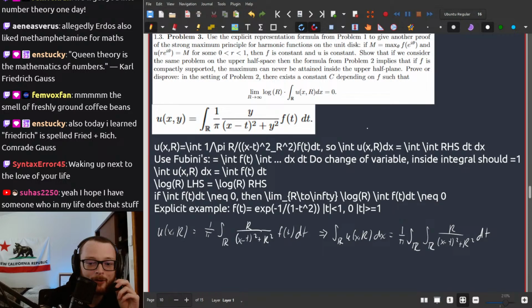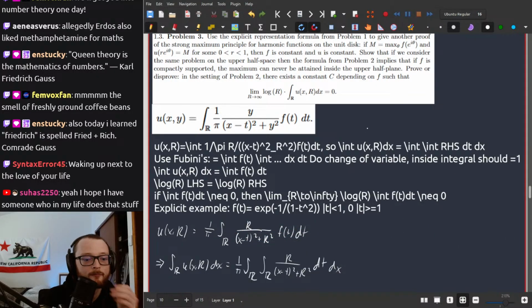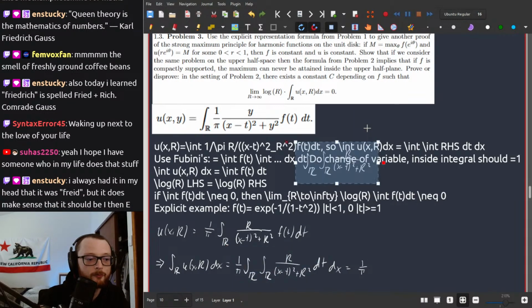What am I doing with this? Oh yeah, this is dt, that's dx. We Fubini. And we don't need to do anything overly difficult to Fubini this, because the bounds are just constants.